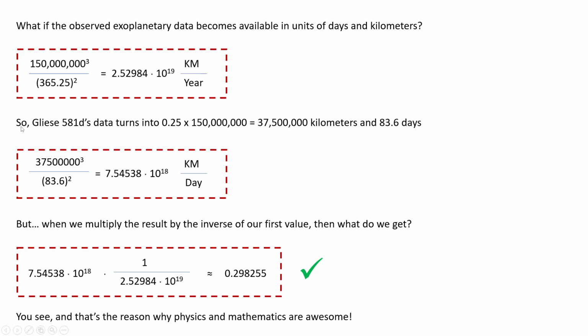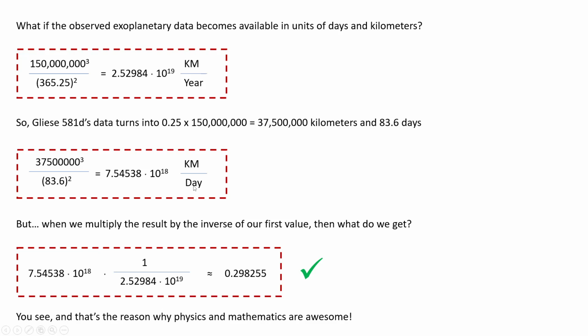But we've been given Gliese's data in units of days and kilometers. So if it's a quarter of an astronomical unit, that's 0.25 times 150 million kilometers, which equals 37,500,000 kilometers. Of course, the days is still days. You plug in those numbers again using your calculator or your trusty Excel, and you get this number. But that's in kilometers per day.